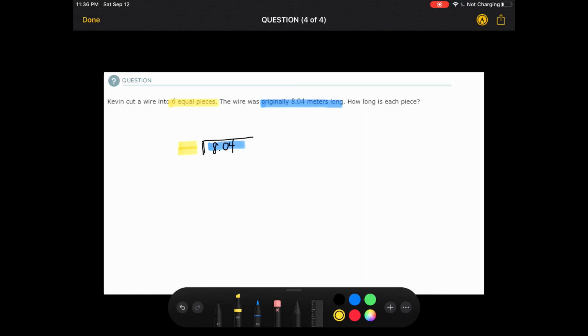And then, what is it being divided by? What number? What is the equal part? Like, what is the grouping that it's going to go under? However you guys think about that, is how many pieces it's being cut into. That is what is being divided by. So that is 6.